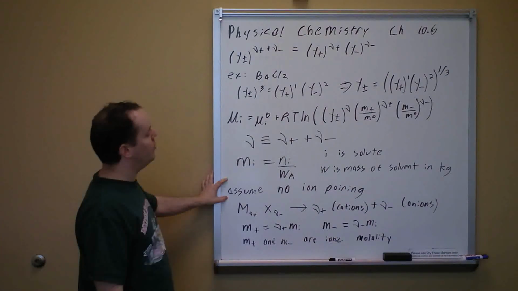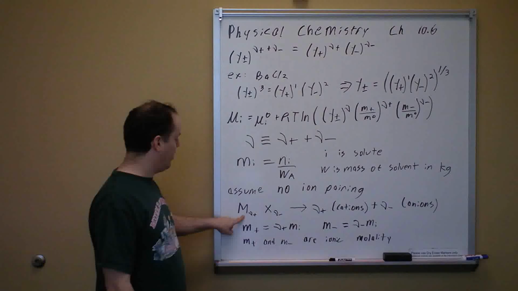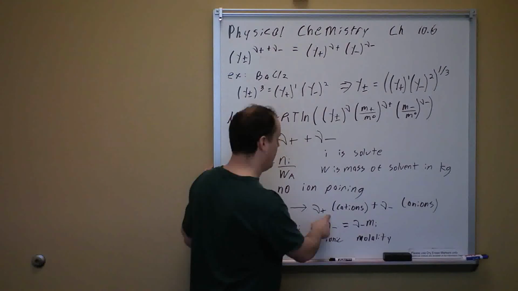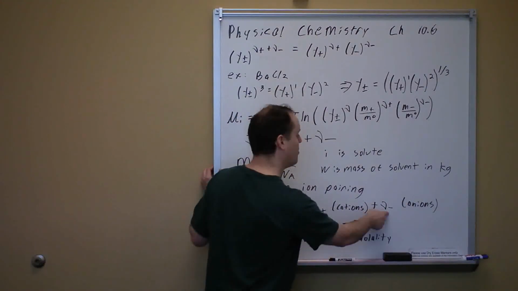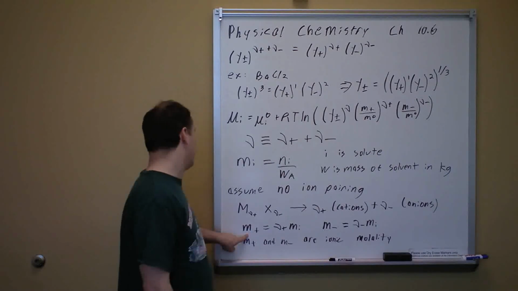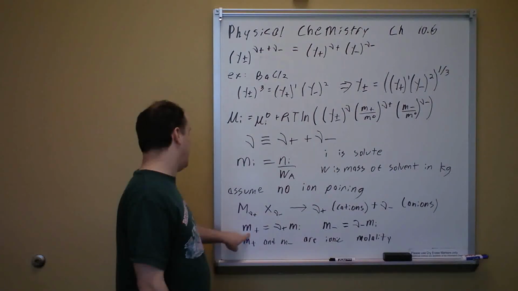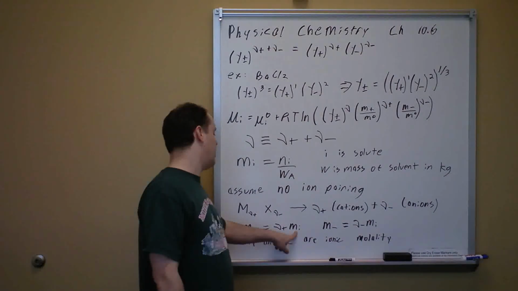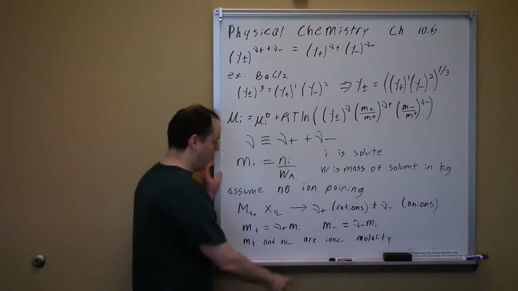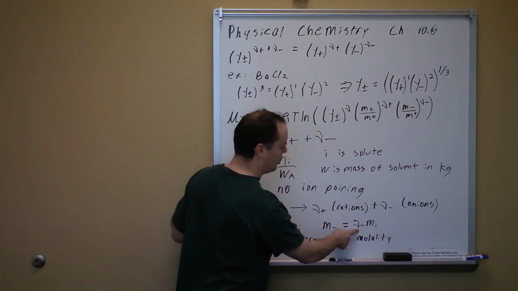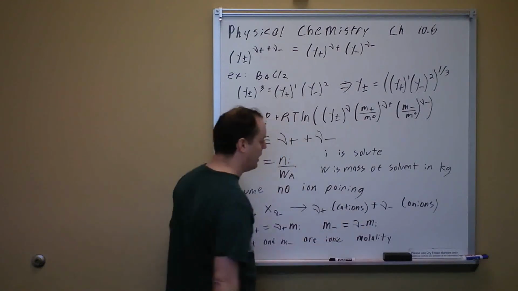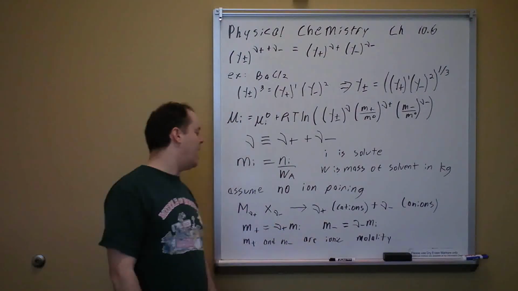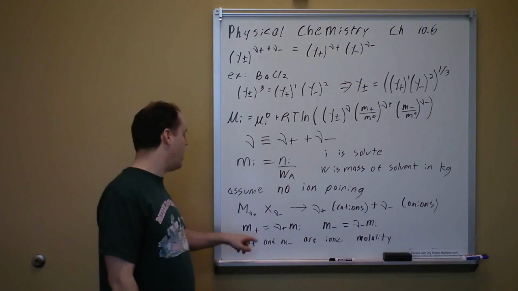Now, let's assume that we don't have any ion pairing. Then if we have our metal and our non-metal here, they're going to totally dissociate, and we get nu plus, the cations, plus nu minus, the anions. And then the molality of the cations is just going to be equal to the stoichiometric coefficient of the cations times the molality of our electrolyte. And likewise, the molality of the anions is just going to be equal to the stoichiometric coefficient of the anions times the molality of the electrolyte. So the M plus and the M minus, we're calling that the ionic molality, because it really is the molality of your ions in the solution.